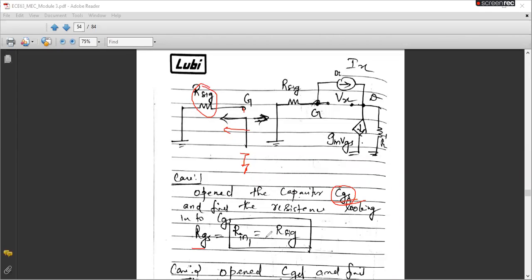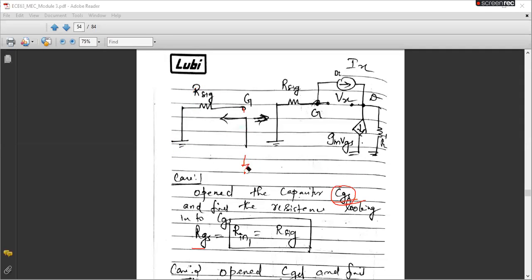So RGS is RSIG. Why is it named RGS? Because RGS is the resistance obtained after looking into CGS. But while calculating, you have to ensure that VSIG is short circuited. That is why we have this ground at RSIG. That you can write, that is case 1.